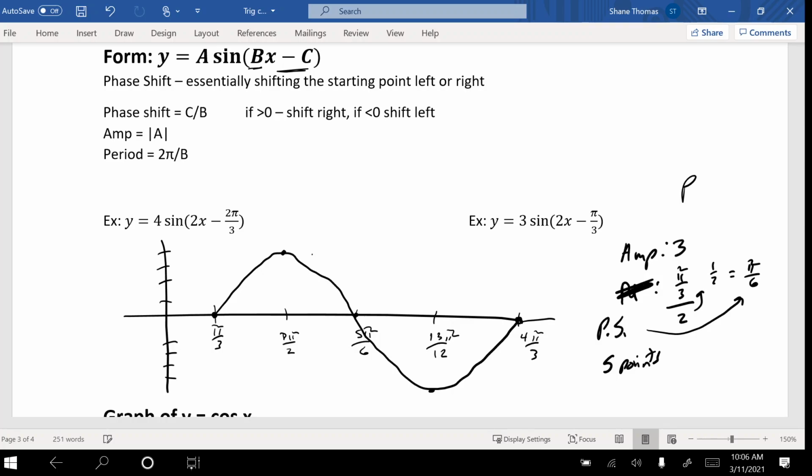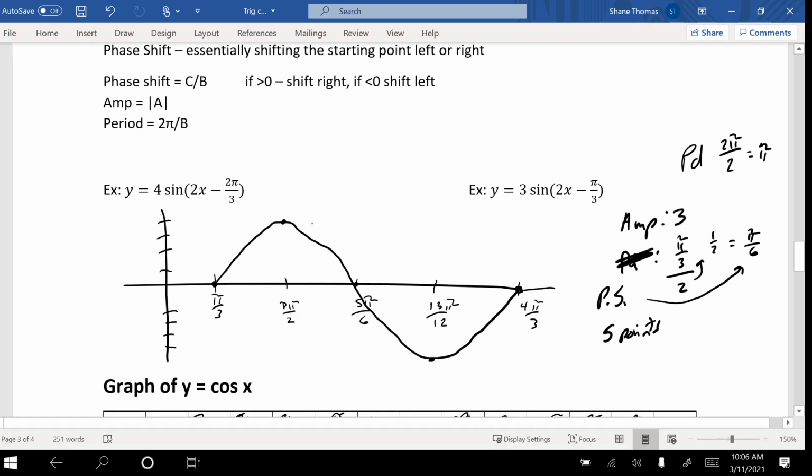My period, I skipped my period then. My period is 2 pi over B. So it'll be 2 pi over my B term. What's my B term here? 2. So it'll be 2 pi over 2. So that's going to be pi is my period. Phase shift is pi over 6. Now I'm just left with my 5 points.